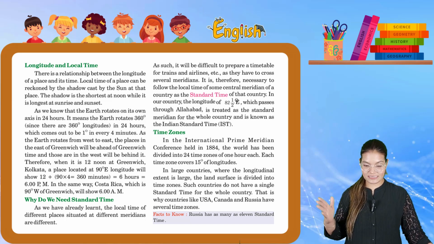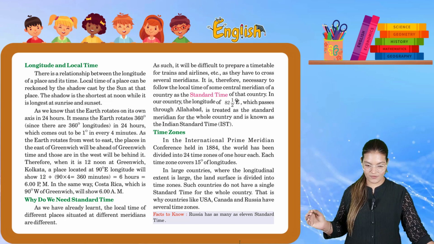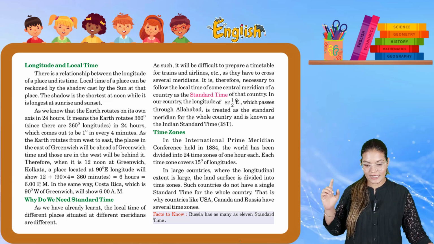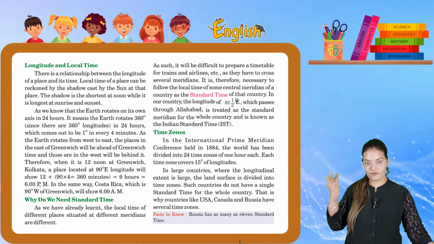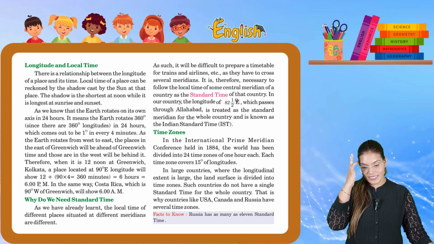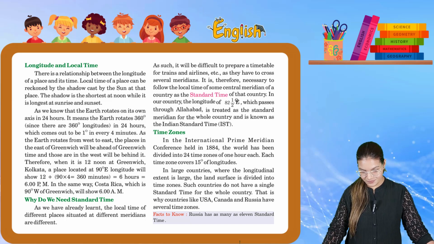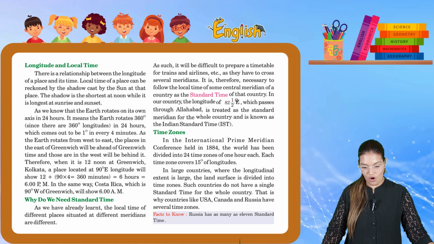Therefore, when it is 12 noon at Greenwich, Kolkata, a place located at 90-degree E longitude, will show 12 plus 90 into 4 equals 360 minutes equals 6 hours, so 6 p.m. In the same way, Costa Rica, which is 90-degree W of Greenwich, will show 6 a.m.